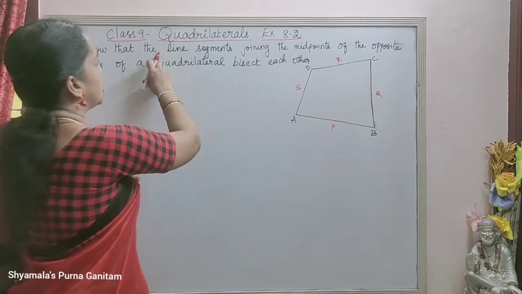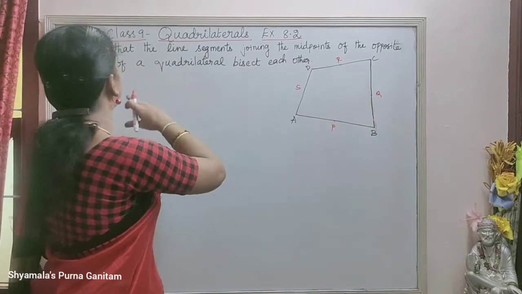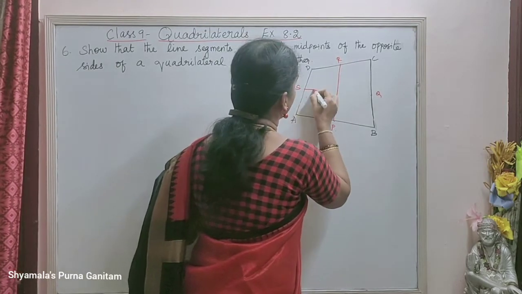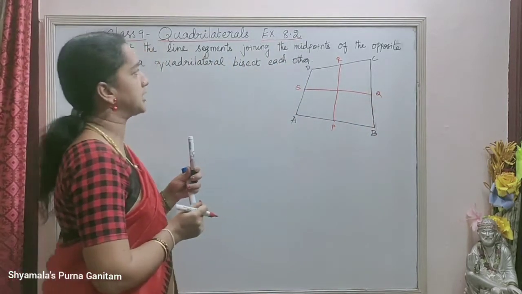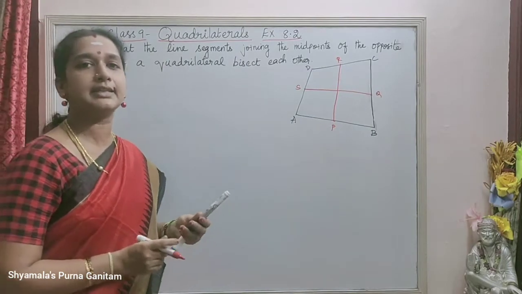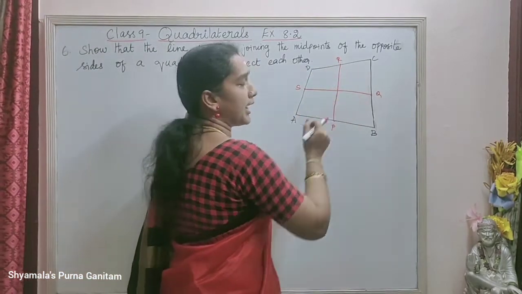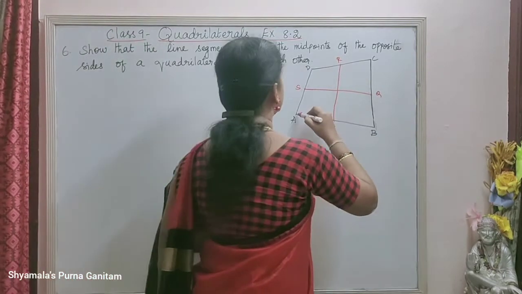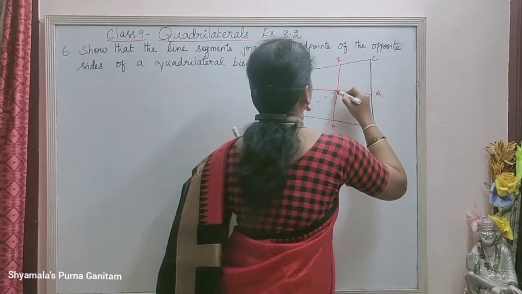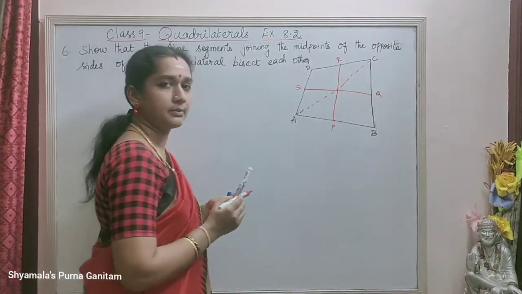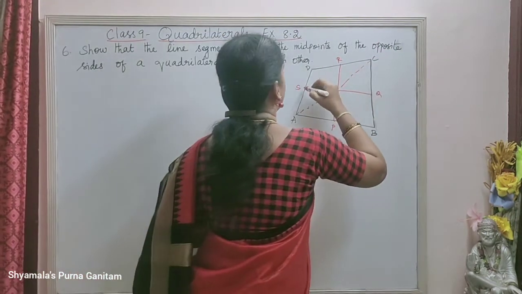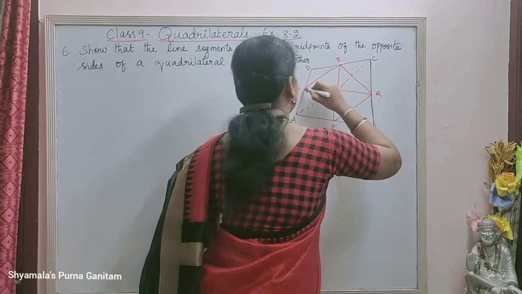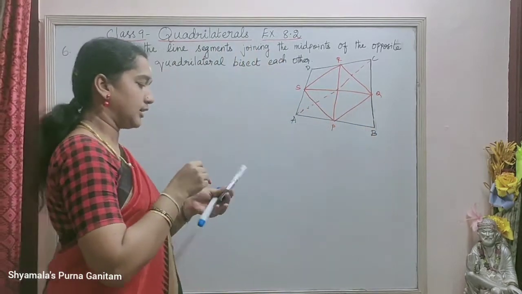Here we are asked to prove that the line segments joining the midpoints of the opposite sides of a quadrilateral bisect each other. So these are the midpoints, and I am joining the opposite ones. These two bisect each other. This is the thing we are asked to prove. For proving this, I am joining the diagonal AC and connecting these points.